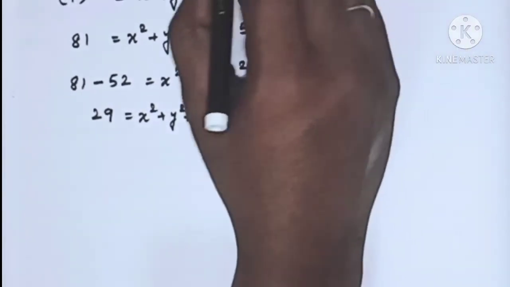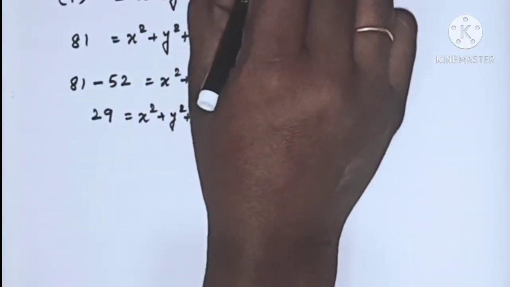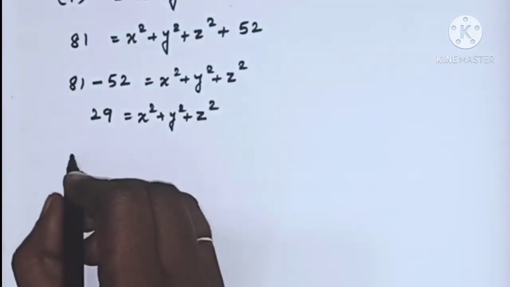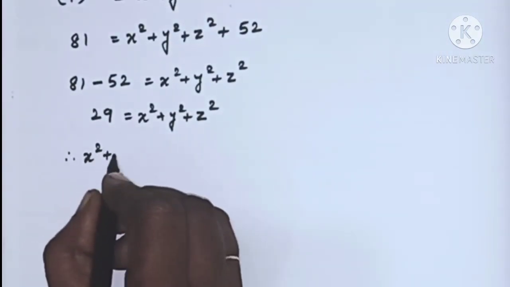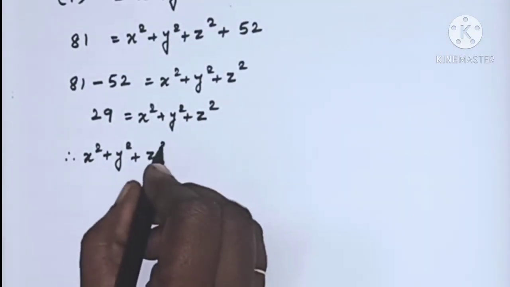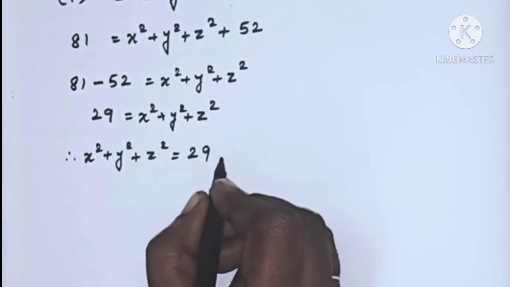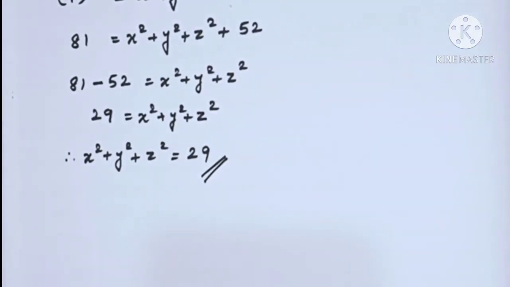So, in the sum they are asking to find the value of x square plus y square plus z square. Therefore, x square plus y square plus z square is equal to 29. This is the answer for the sixth sum.